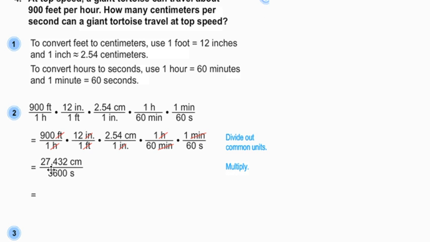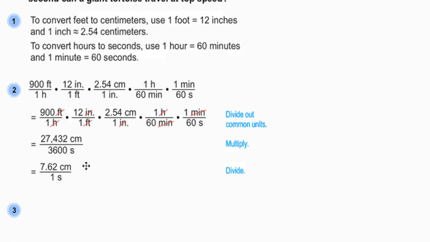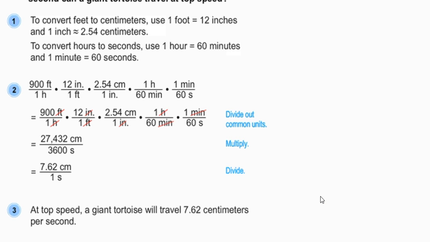So we got 27,432 centimeters over 3,600 seconds. When we simplified that, we got 7.62 centimeters per second. So at top speed, a giant tortoise is going to travel a whopping 7.62 centimeters every second.